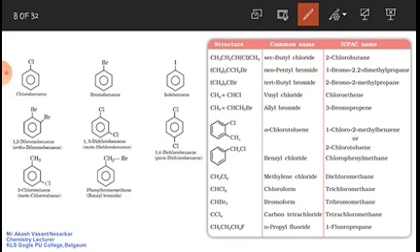Now next one is here, CH2=CHCl. So CH2 double bond CH is the vinyl carbon, so vinyl chloride, whereas IUPAC name is chloroethene. Chloroethene is the IUPAC nomenclature. Next, allyl bromide. So IUPAC nomenclature is 3-bromopropene.